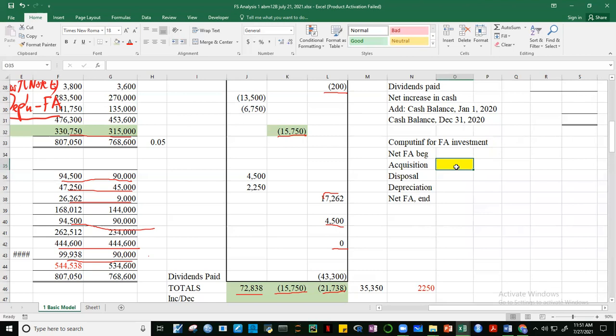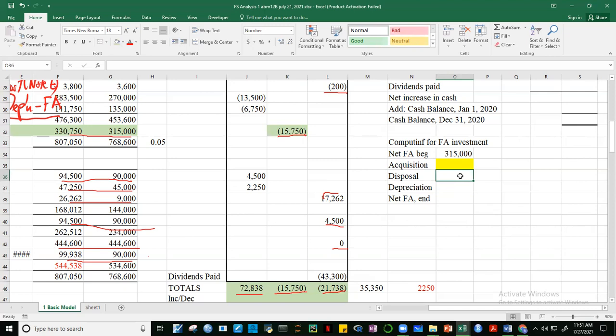Magkano yung binili ng company? And we can trace that here, dito sa flow na to. So, how much was net fixed assets at the beginning? At the beginning, net fixed assets was 315. Ito yung end ng 2019 or beginning of 2020, 315. Acquisition magkano? Ito hindi natin alam. Nung sinubtract natin to, we assume that it was 15,750, which was wrong. Hindi yan talaga ang ininvest. So this is unknown. Ito yung susolve natin.